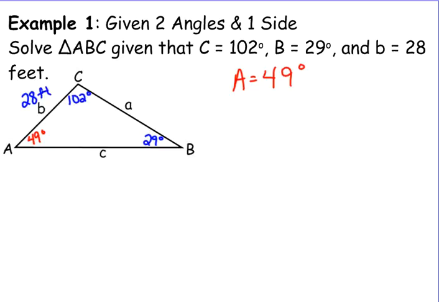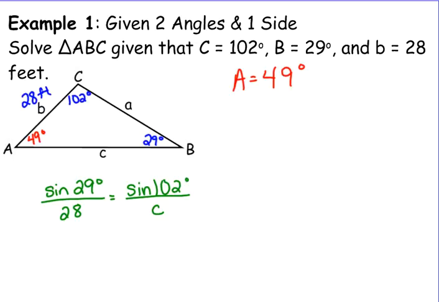So the law of sines says that the sine of an angle, I'm going to start with the angles inside that I know. I know both of them, so I'm going to start with B. So the sine of 29 degrees over 28 is equal to, I'm going to go with angle C next, the sine of 102 over side C.